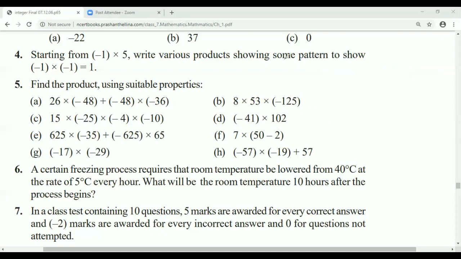Next, question number 8. Question number 8 is very interesting. You can see negative 57 here and positive 57 here. So this positive 57 you can take as negative 57 into negative 1. So negative 57 into negative 1 is equal to positive 57. So you can take this number as a product with the negative 57. That's why we have written 57 like this. So we can apply this.